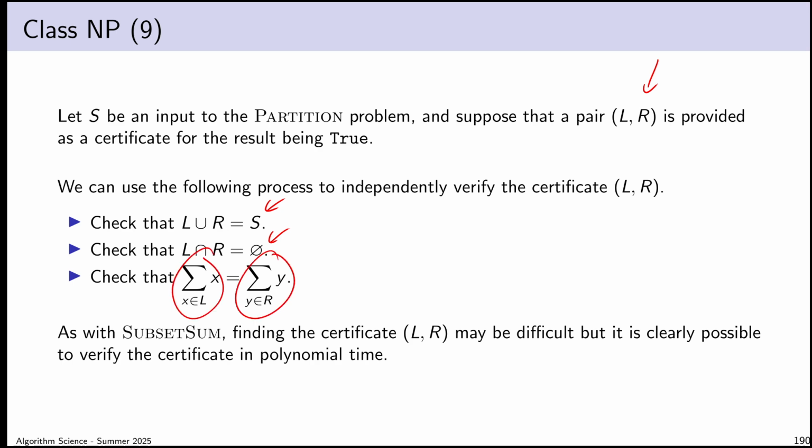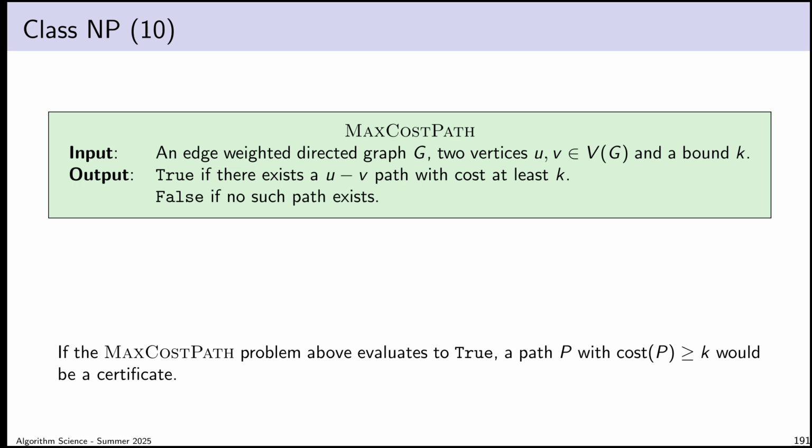And then finally you verify that the stuff on the left adds up to the same thing that the stuff on the right adds up to. And again, finding the partition appears to be difficult, but if I give you a partition, this certificate can be verified very easily in polynomial time.